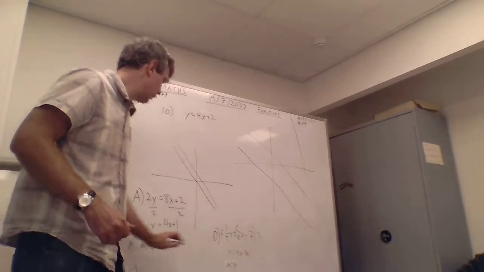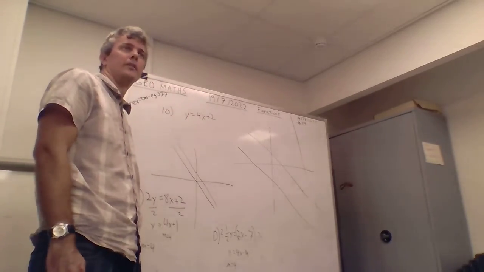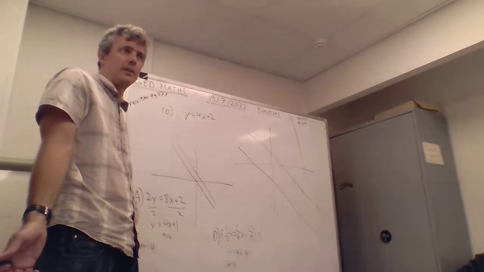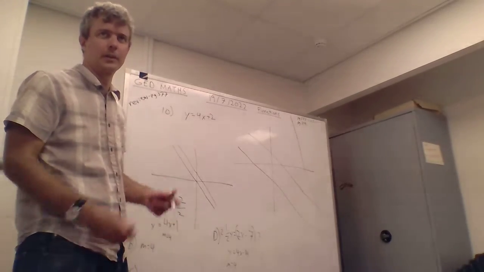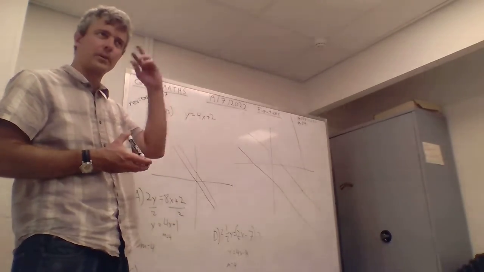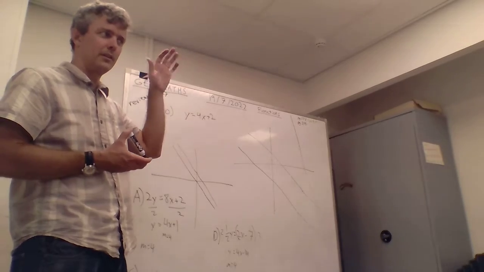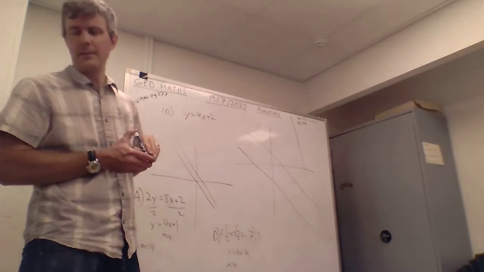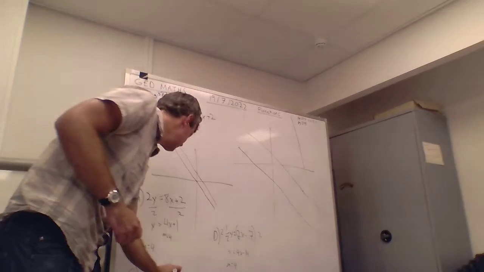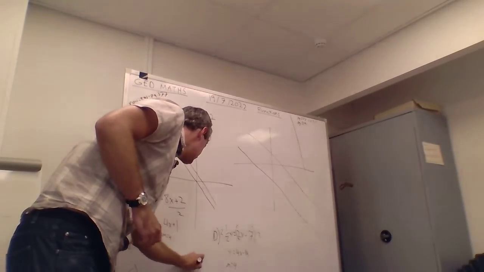Slope of 4, slope of 4, slope of 4, slope of minus 4. So which one is different? C. So that's how we can see it. It was a bit of a conceptual question, this one. You have to kind of think about it. C is the answer. Therefore, C.